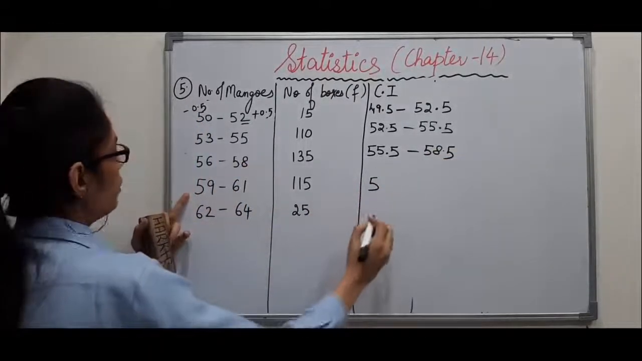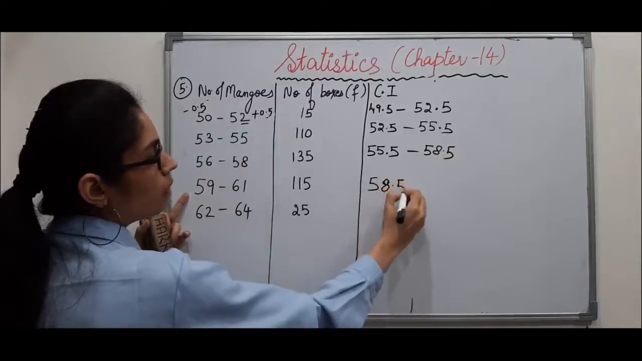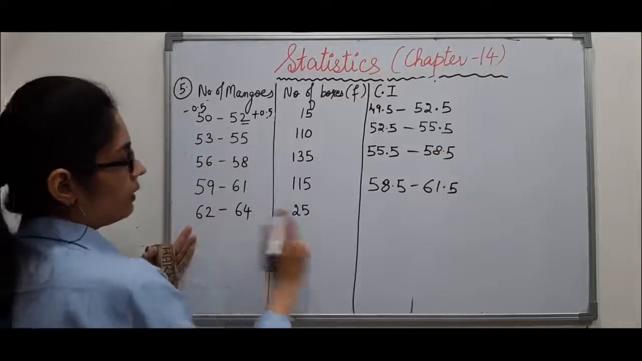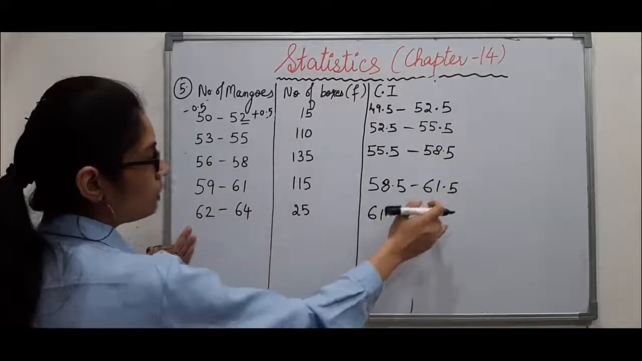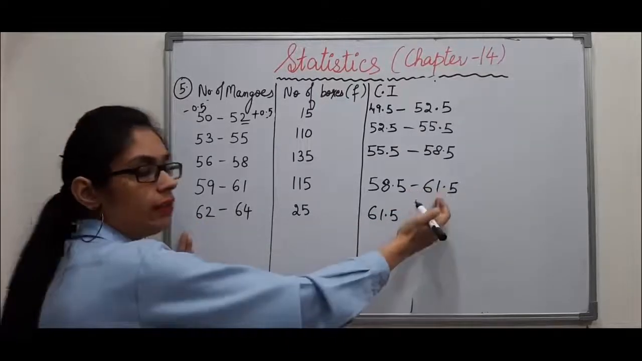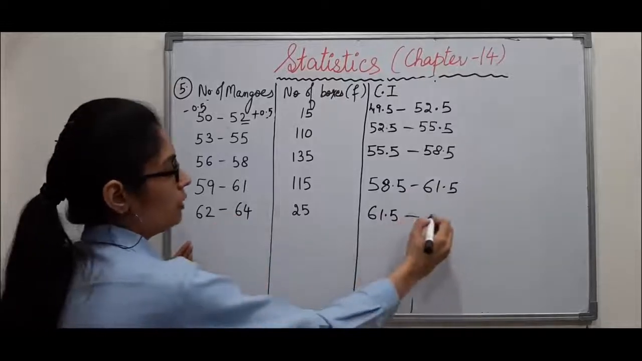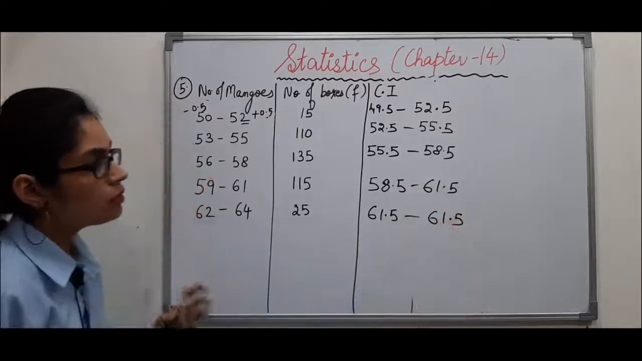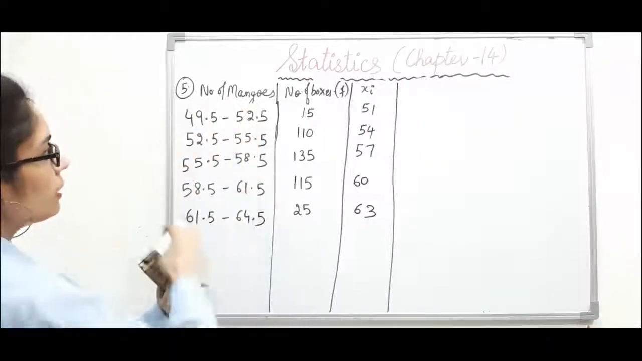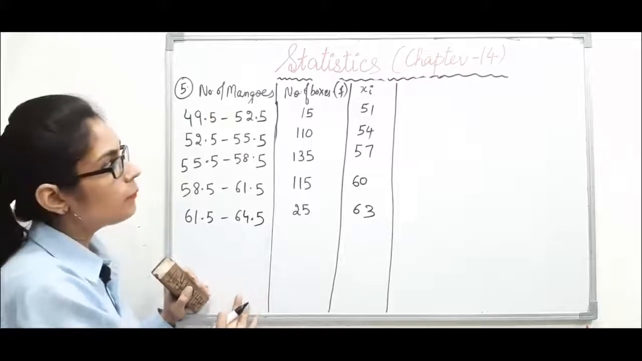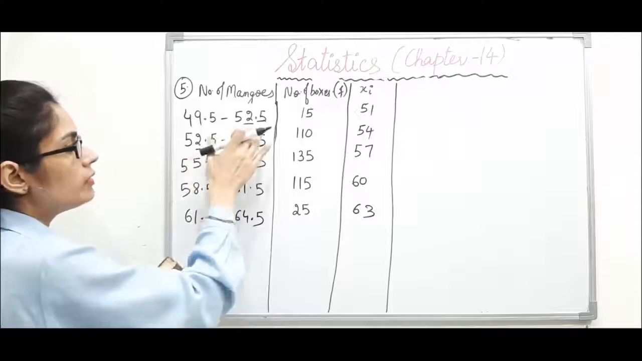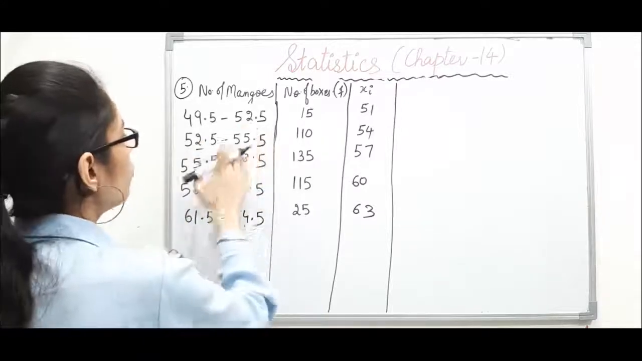So here this number will be 58.5 because it will be the same as this term, and this will be 61.5. Here it will be 61.5 because these two terms will be the same. If you are subtracting, automatically you will get this term, and this you only have to add, so 61.5. So your new class interval will be like this. I have written class mark this side, class interval this side, in which we have made these terms the same. Now we have to find the class mark.